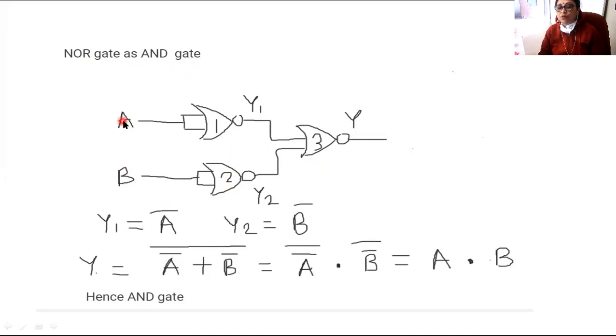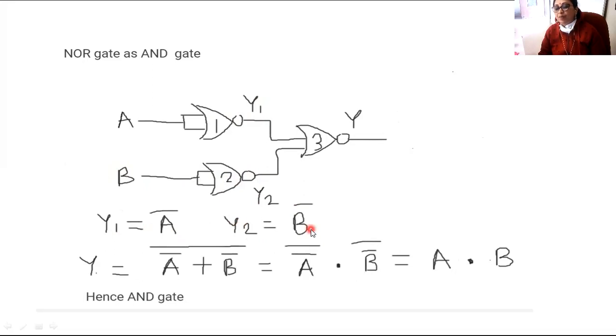Okay, so input A is applied to gate number 1. As it is a NOT gate, it will invert this input. So let us call the output of gate number 1 as Y1. So Y1 will be A bar. Similarly, the output of gate number 2 is Y2, and this Y2 will be B bar, the inversion of the input applied to it.